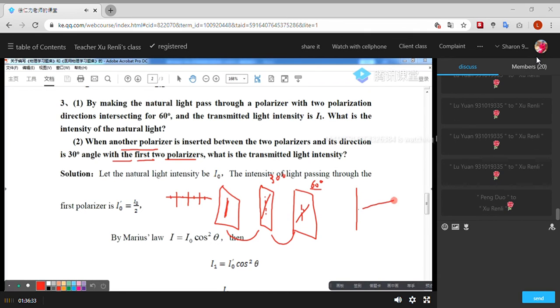Just like this, the angle is 60 degrees, but if the direction is in the middle, both of them are 30 degrees. So what's the intensity? What's the intensity of the transmitted light?